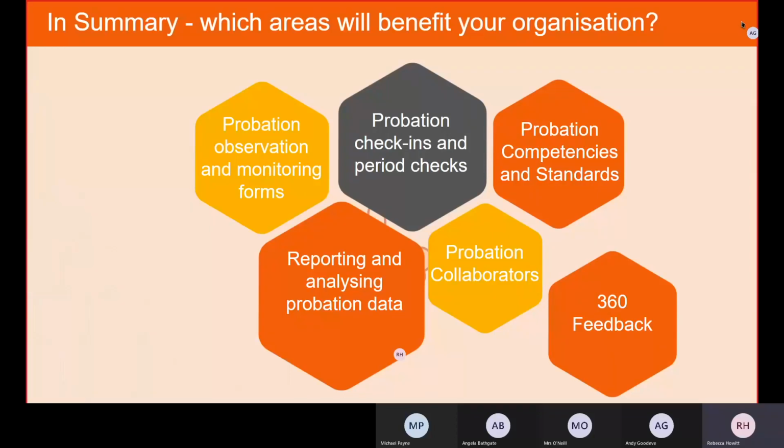So are there any questions or anything needed for clarification on any of these areas at all? Or if you want to share any of your thoughts on any of those areas, if that's something that you've been thinking about for some time, and you now think that this is suitable for you and your organisation. Angela, you've got your hand up.